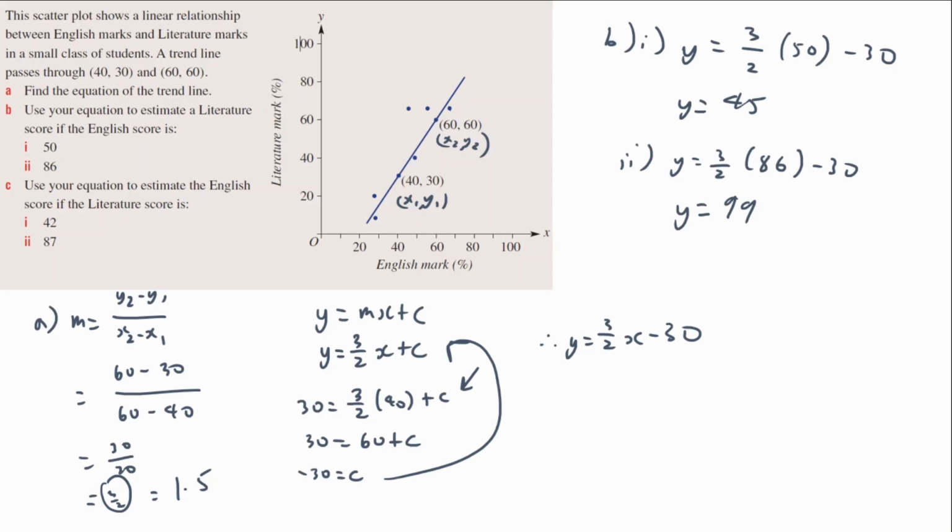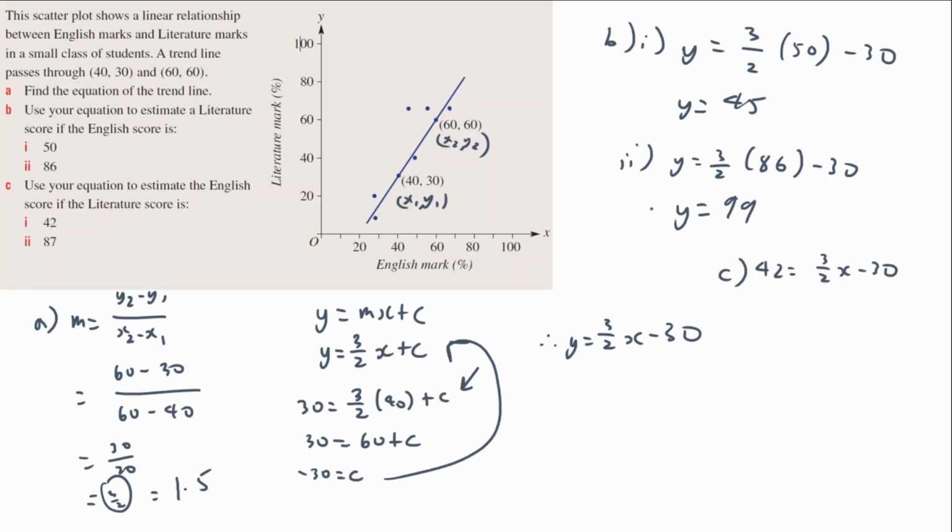Now part C, we're going the other way. We're using the literature score to estimate the English score. So that means we're going to substitute different values. So part C, I'm still using that equation, but I'm given y. So that means 42 equals 3 over 2x minus 30.